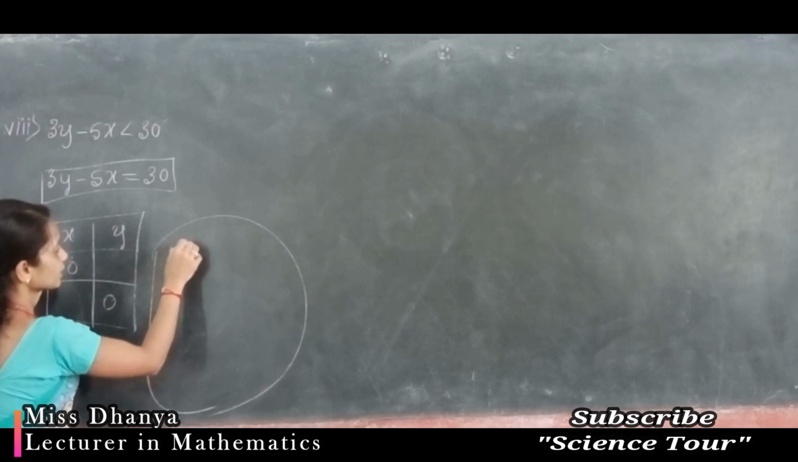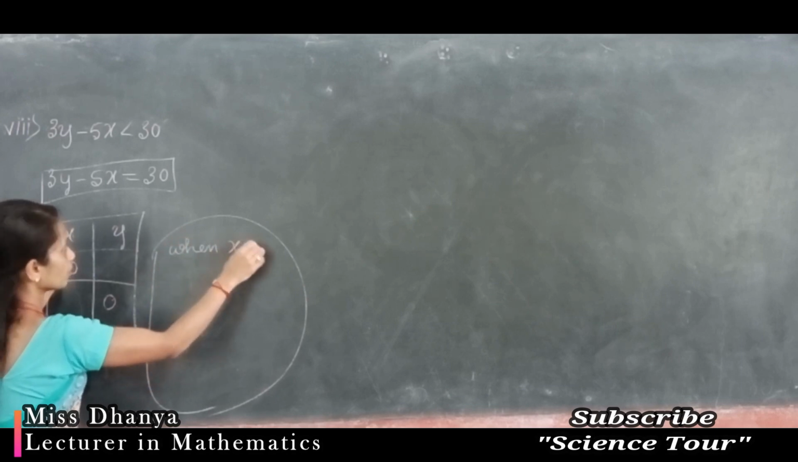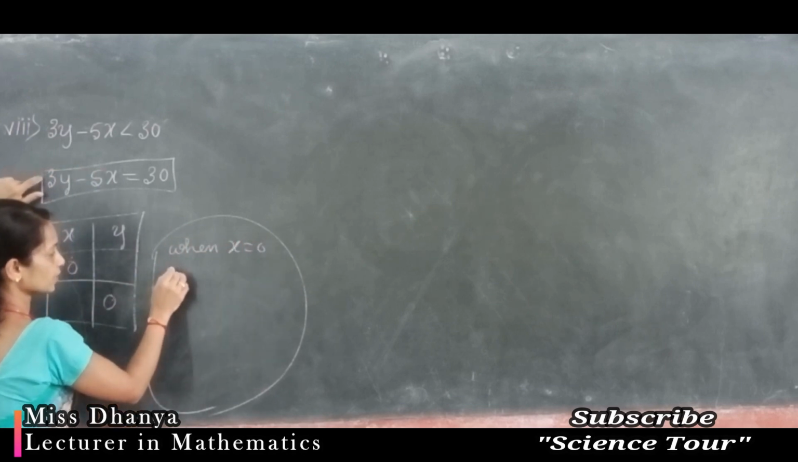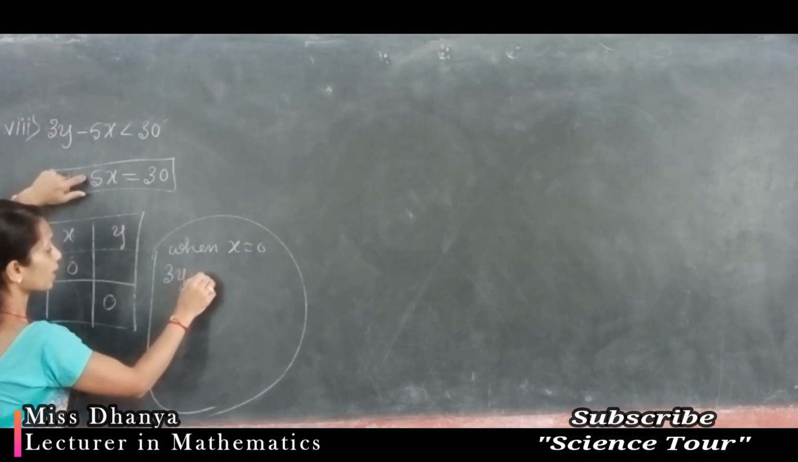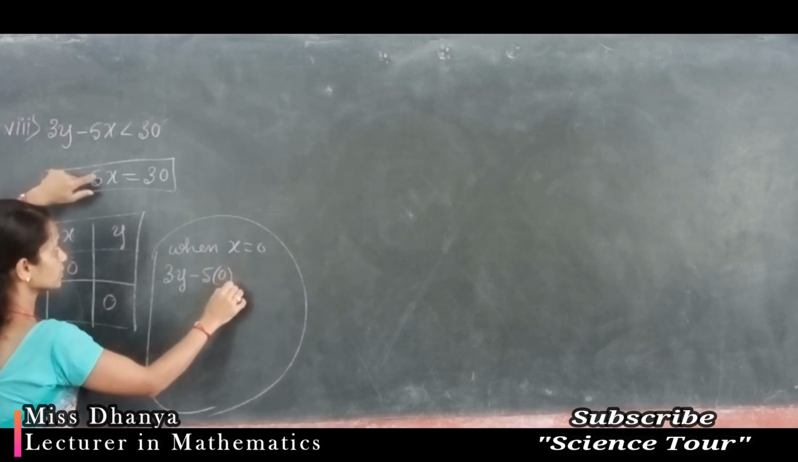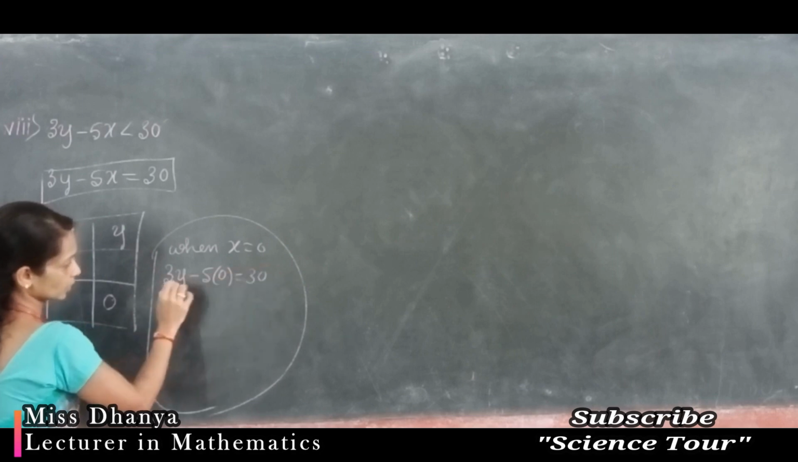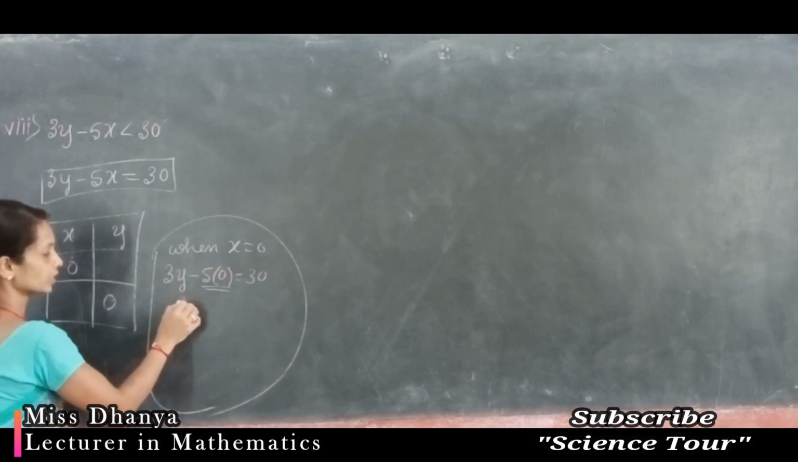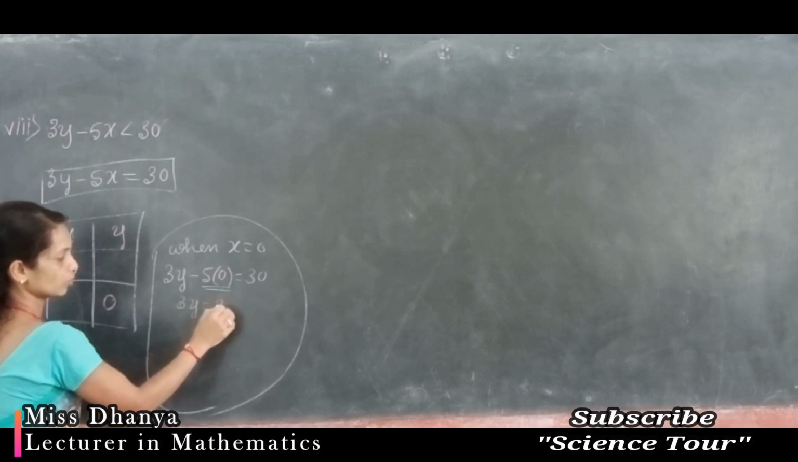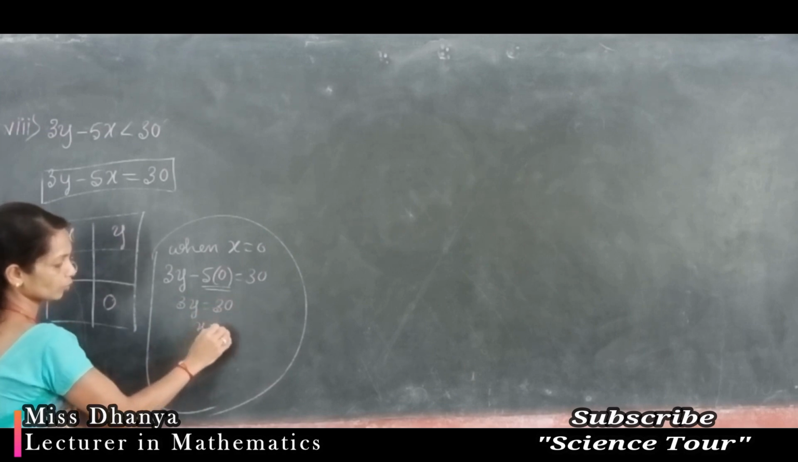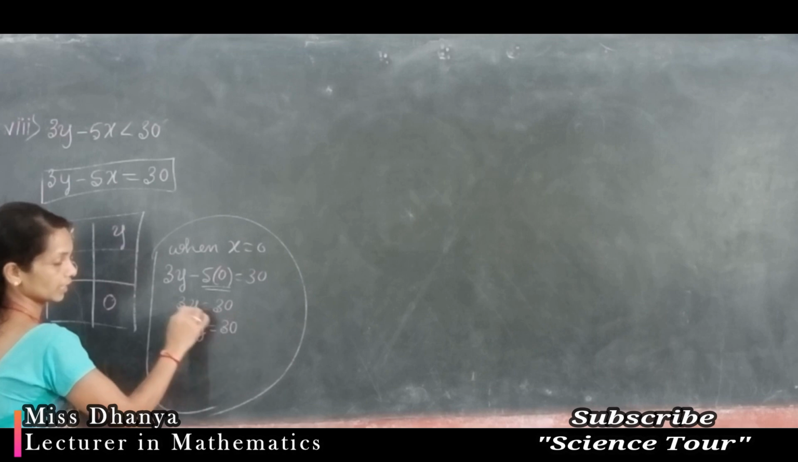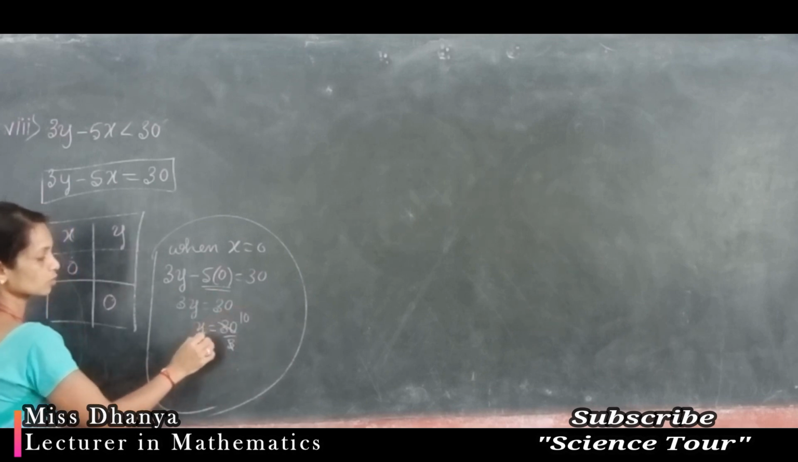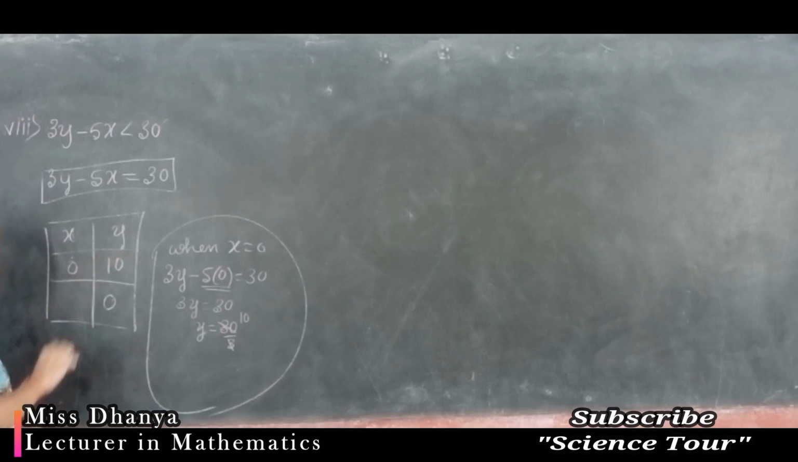Okay, when x is equal to 0, what do we get in this equation? 3 into y minus 5 into x, which is 0, is equal to 30. 0 into anything is 0, so 3y minus 0, that is 3y only, is equal to 30. So y is equal to how much? y is equal to 30 divided by 3. 3 ones are 3, 10 times. So what is the y value? y value is 10. You have to write in the y column, okay.